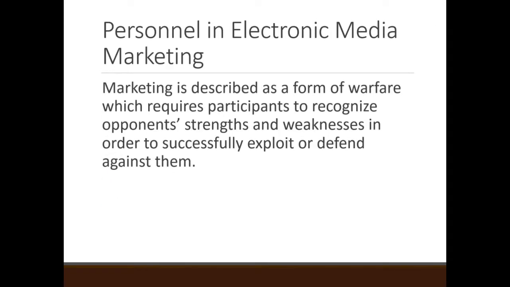Marketing is described as a form of warfare, which requires participants to recognize opponent strengths and weaknesses in order to successfully exploit or defend against them. You should know when you're selling against another station or something, what's good about their station? What's bad about their station? What do you do better than what they do? What do they do better than what you do? You need to know inside and out about your opponents.